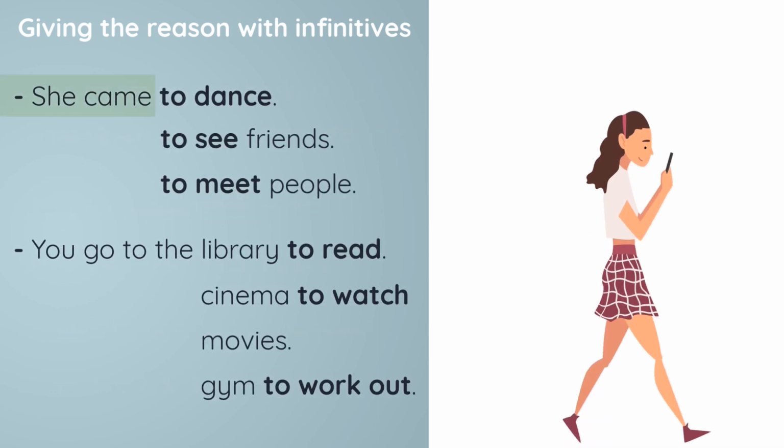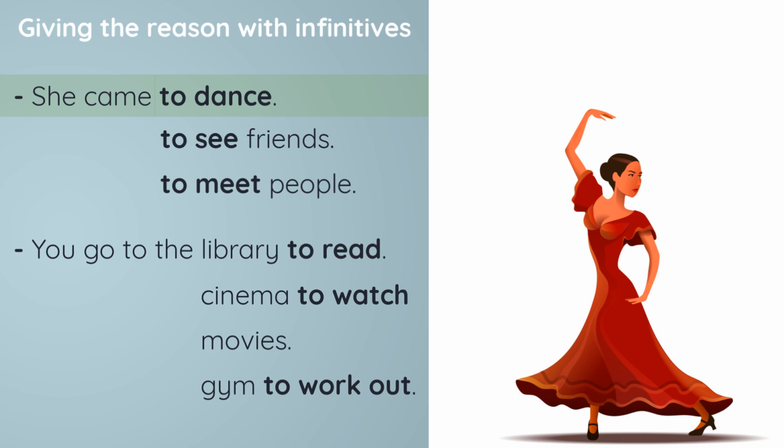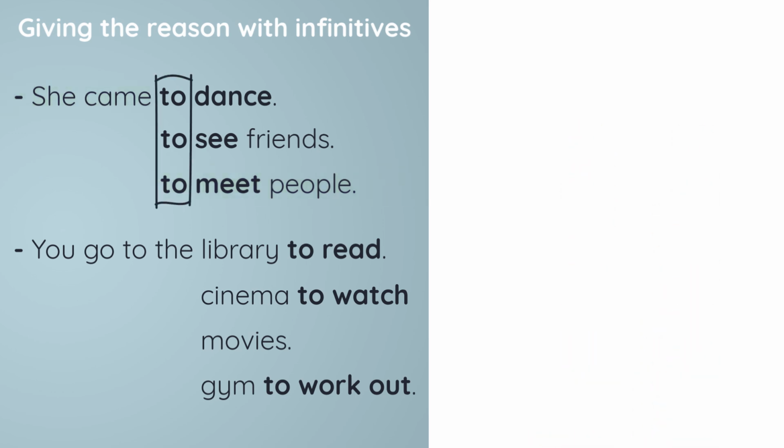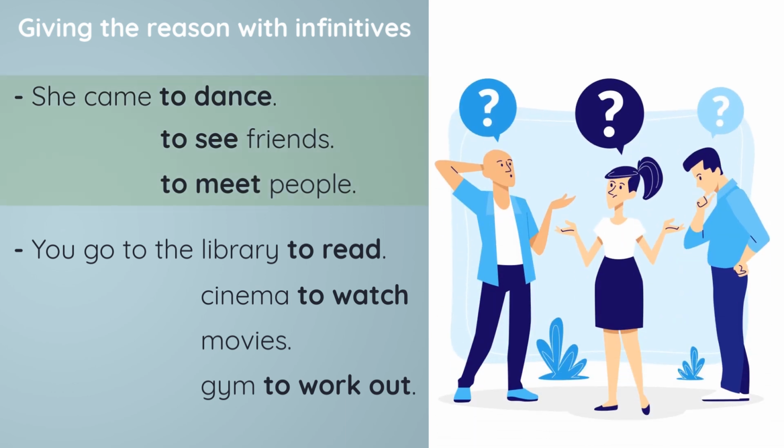She came. Why did she come? Well, one example might be she came to dance. She came to see friends. She came to meet people. So notice we have to, which is the preposition of an infinitive. And then we have the verb. In this case, we can add meet. Can you think of an example using a verb to answer why she came? I know there's not a lot of information, so there's a lot of different answers you could say.